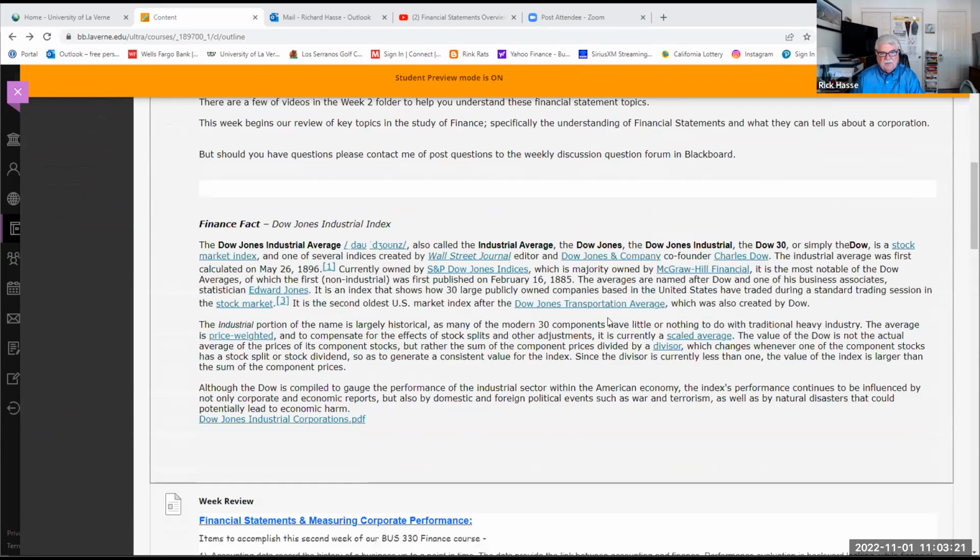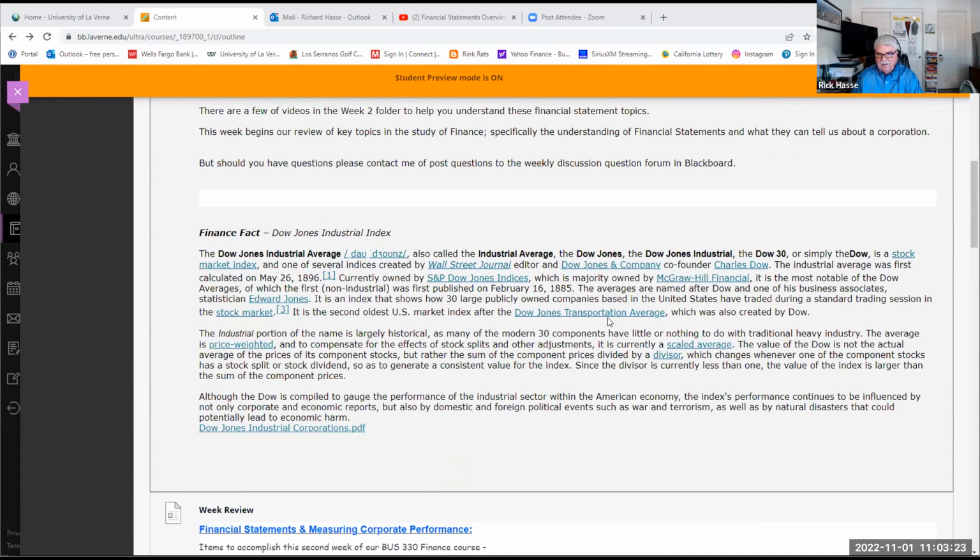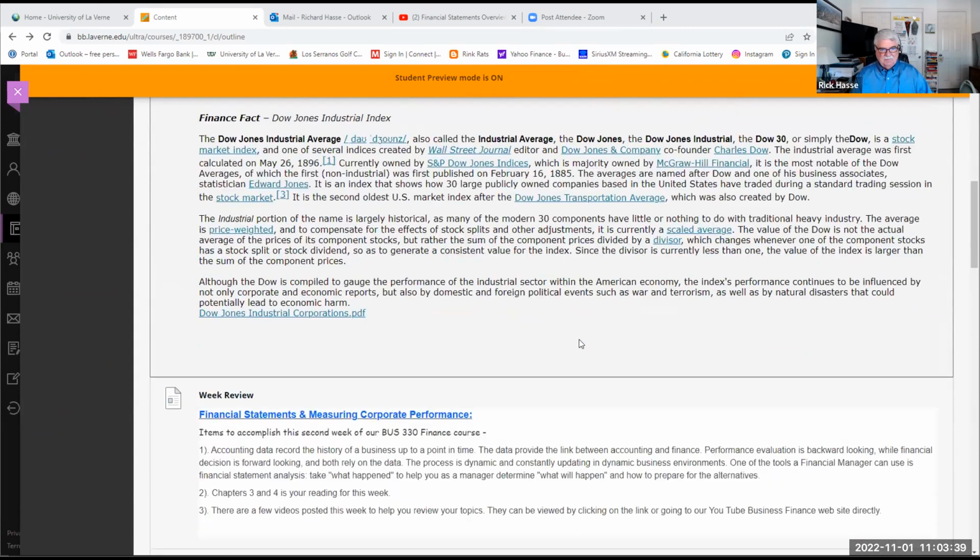Then there's an interesting definition. Our financial fact this week is a definition of the Dow Jones Industrial Index. This might be of help to some of you understanding the 3 indexes that we are putting into our portfolio. Last week, it was the S&P 500. Next week, it's the NASDAQ index.